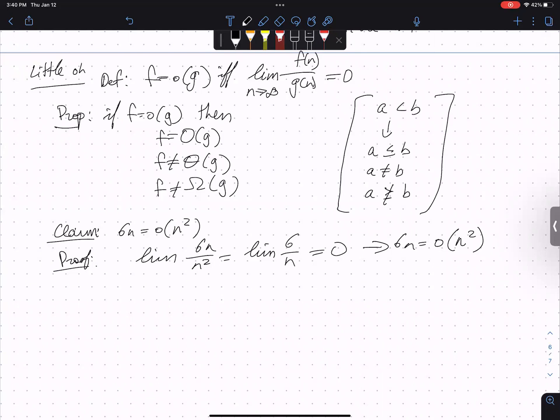Yes, if f is little o of g, then that implies that f is big O of g. Yep. Just like a is less than b implies that a is less than or equal to b. Other questions?